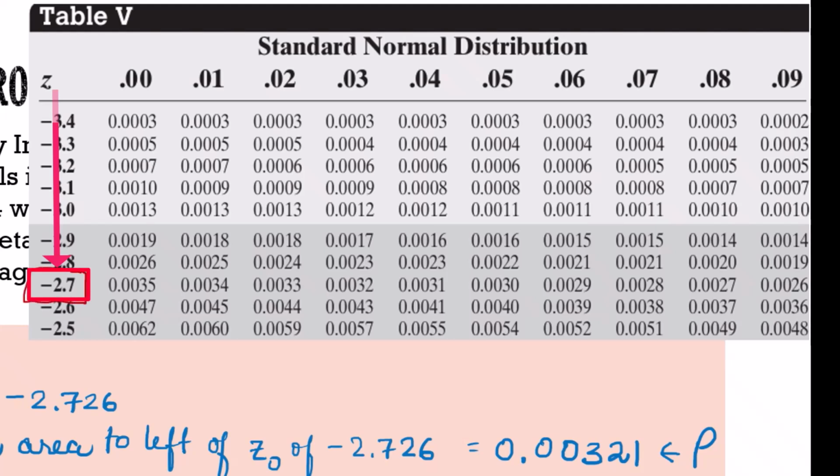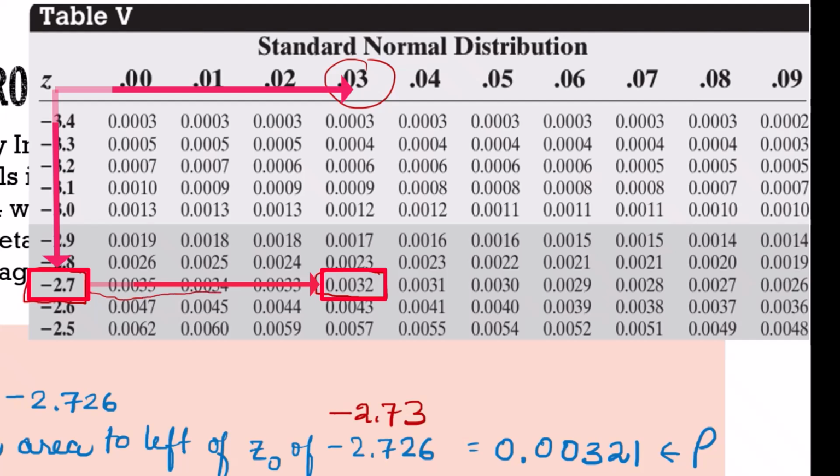The first decimal place is 0.7, so negative 2.7. So this is the row that we are going to focus on. We have only 2 decimals represented on the table, so I'm going to round this negative 2.72 to negative 2.73. So now we go across to 0.03, and you see over here the value that intersects with negative 2.7 from the row and 0.03 from the column is 0.0032, and that is what we got here.